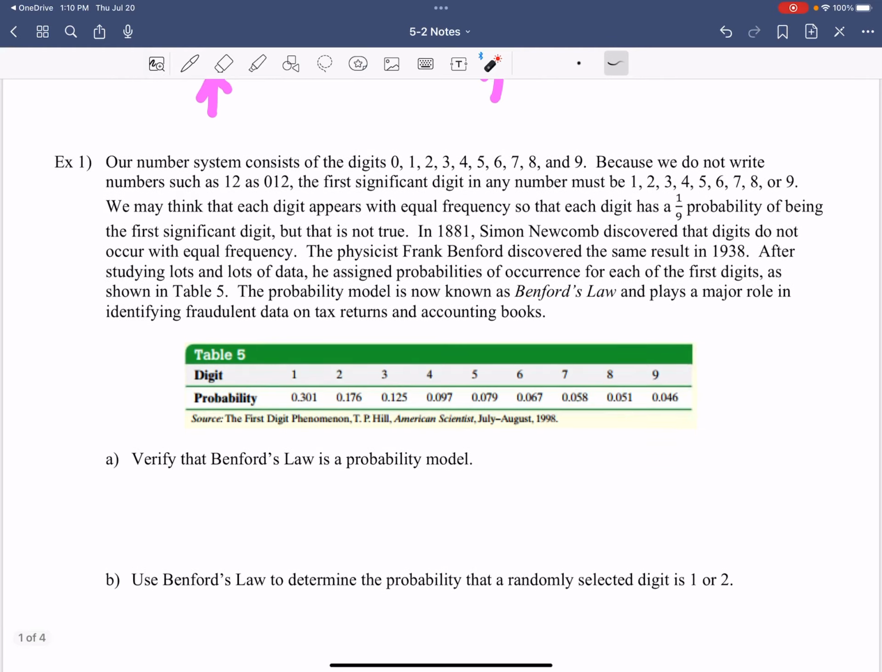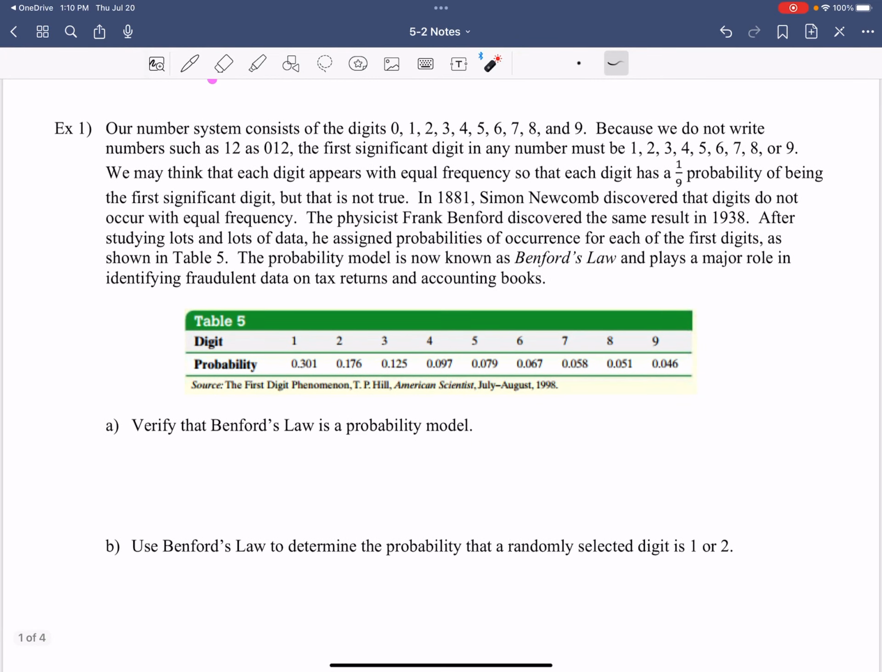All right, let's keep on keeping on here. Our number system consists of the digits 0 to 9. Because we do not write numbers such as 12 as 012, the first significant digit in any number must be 1, 2, 3, 4, 5, 6, 7, 8, or 9. We may think that each digit appears with equal frequency, so that each digit has a 1/9 probability of being the first significant digit, but that's not true.